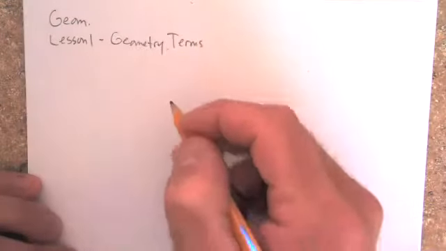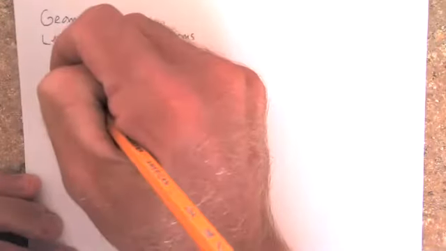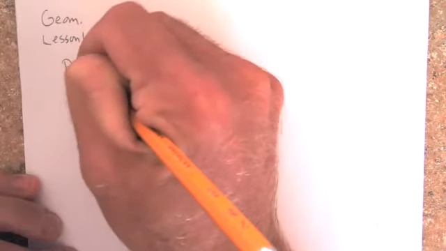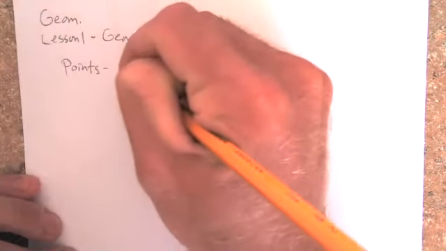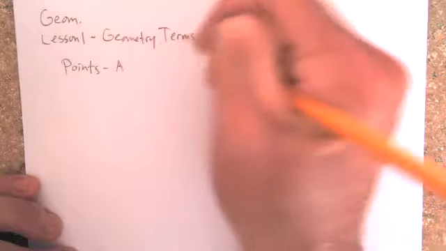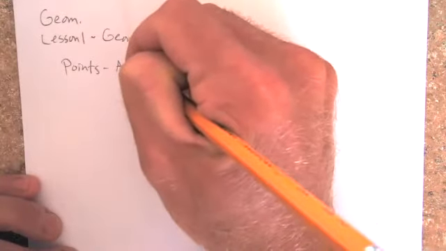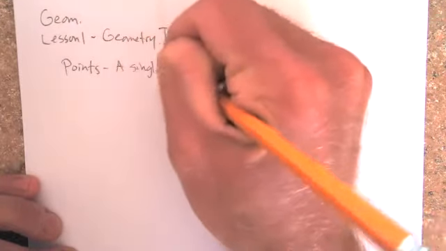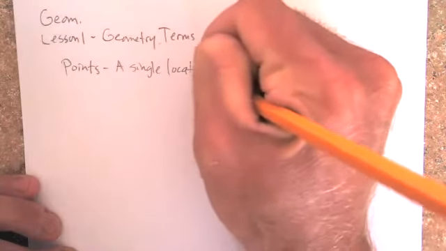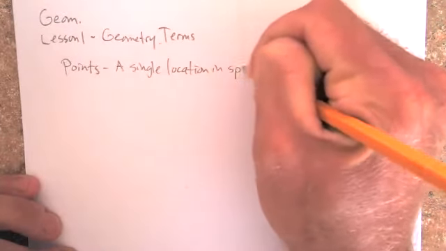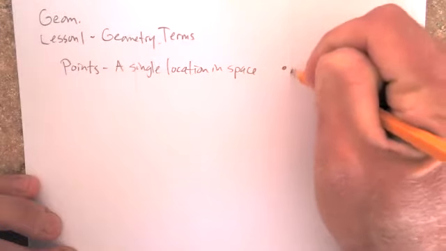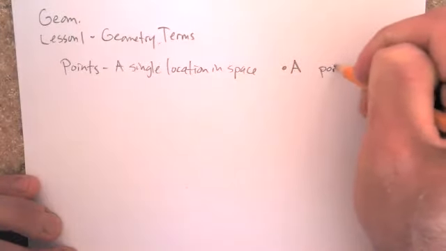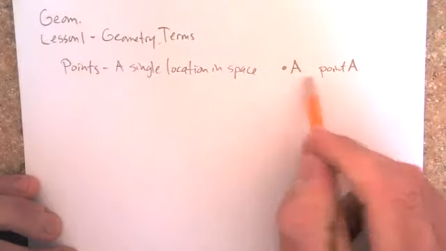All right, I'm just going to go through the basic terms here that you need to know to get started out here. Points, and I'll try to keep things as concise as possible. A point is a single location in space, and we'd say it like this, point A, and we draw it like this.